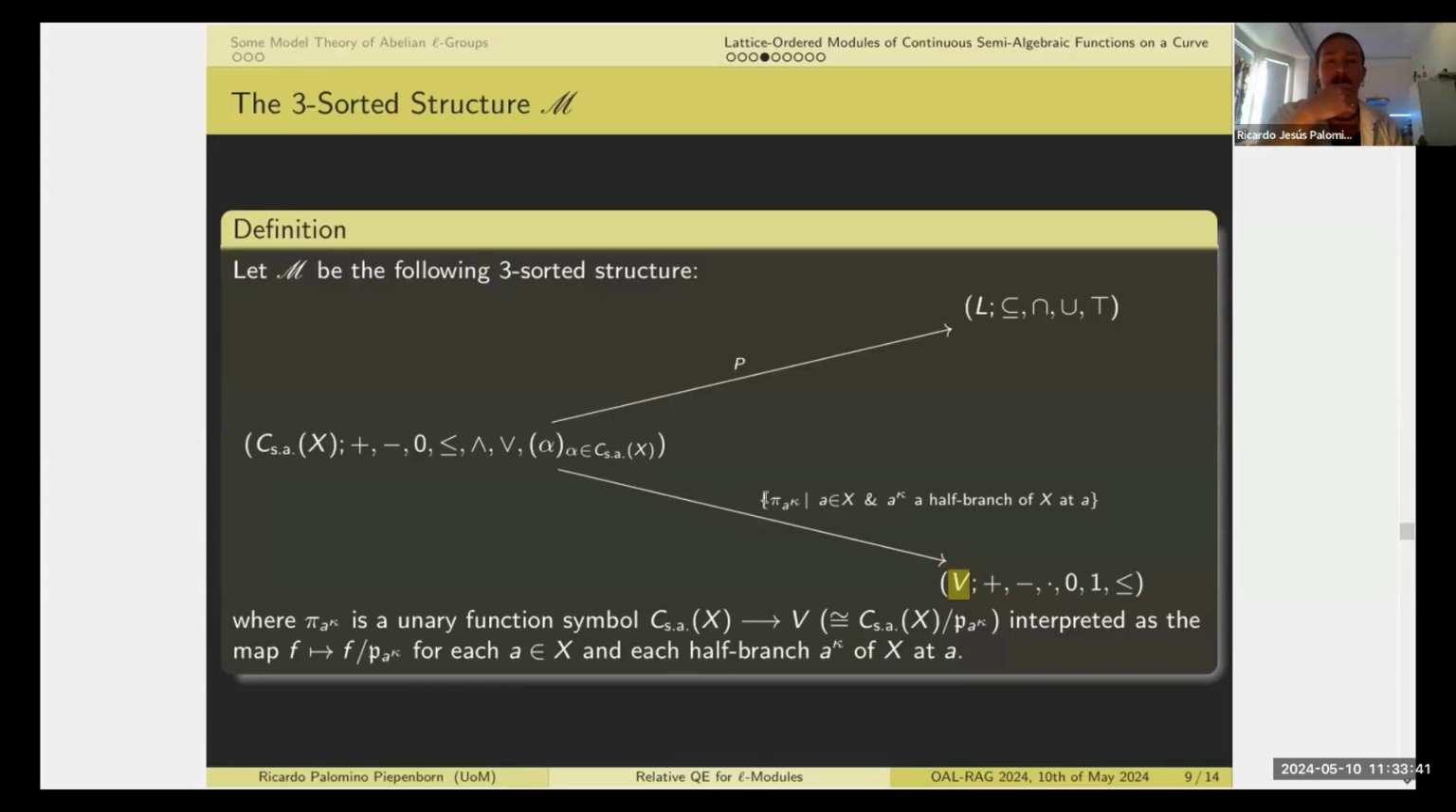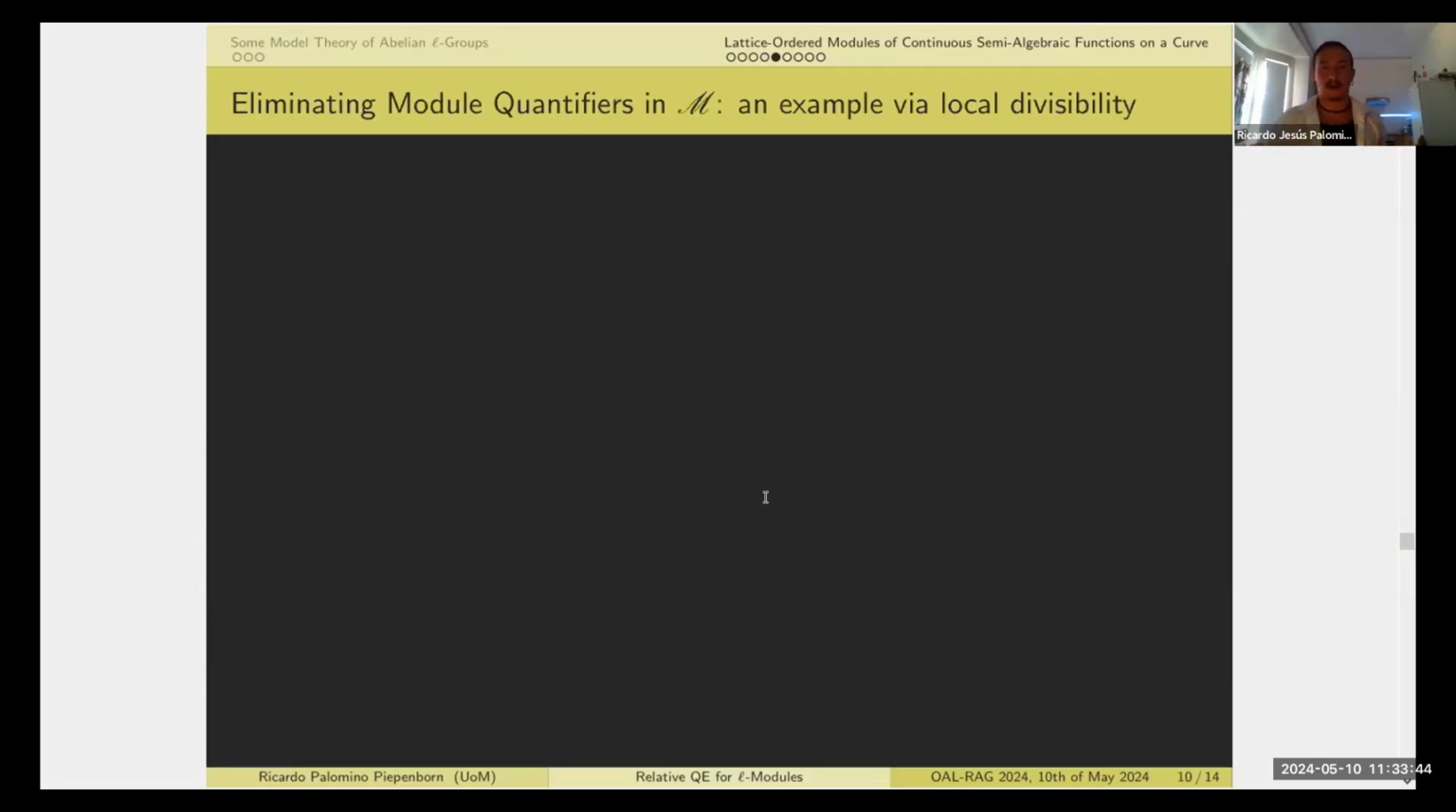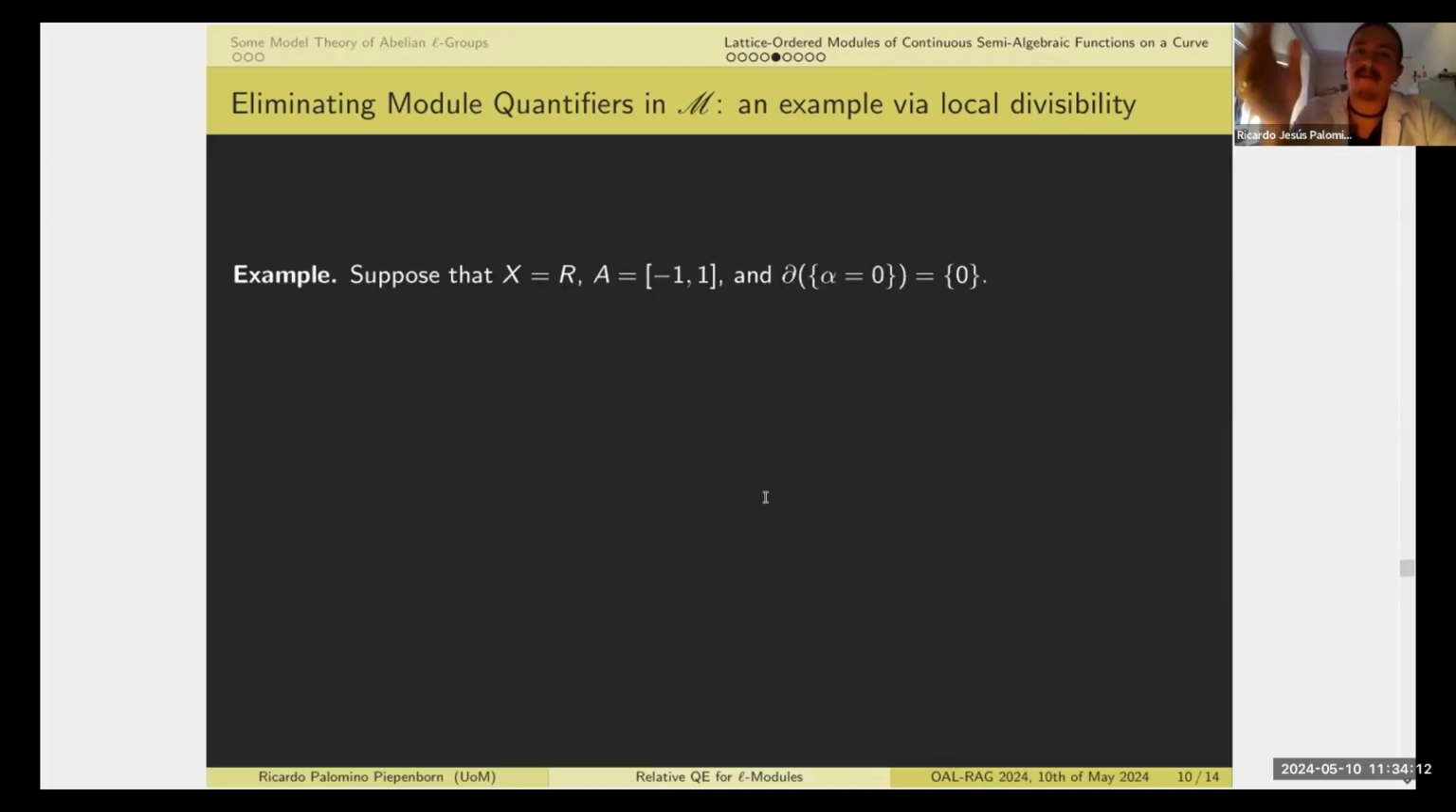Good. So I have here a quick example of how one can now eliminate module quantifiers when we add this structure of germs to our structure. Maybe I will go very quickly about this because I think people will have a good idea. In this particular example, I will just take X to be the real line. I will pick this semi-algebraic set A, and I have a scalar alpha that I will assume satisfies the property that the boundary points of its zero set form just a singleton, just to make things a bit easier.